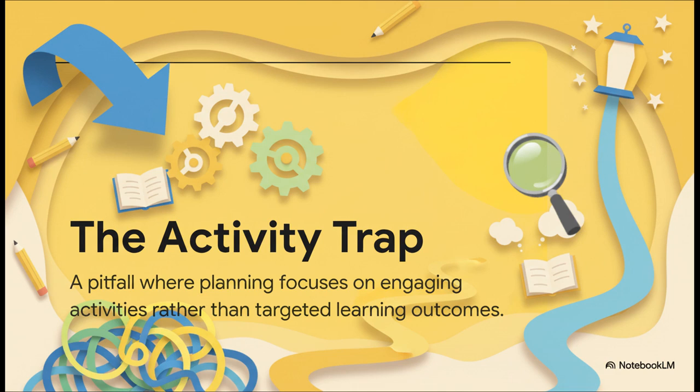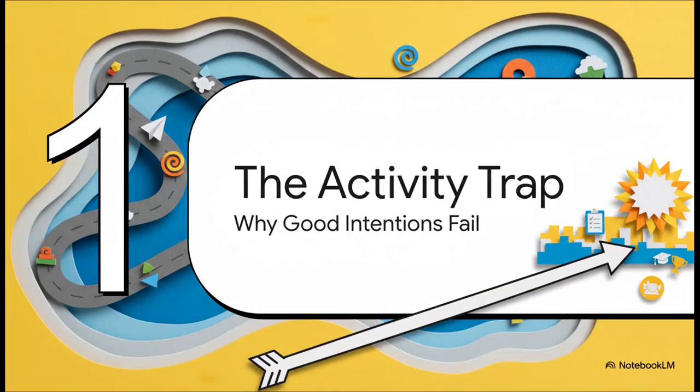You've probably been there. It's what happens when our planning gets wrapped up in what students are going to do, the cool project or the fun game, instead of what they ultimately need to know. And this can cause a huge disconnect, where a lesson is a blast, but it doesn't actually build the understanding we were aiming for. So yeah, let's take a closer look at this activity trap. We're going to see why our best intentions can sometimes go off track and how easily even the most experienced teachers can fall right into it.